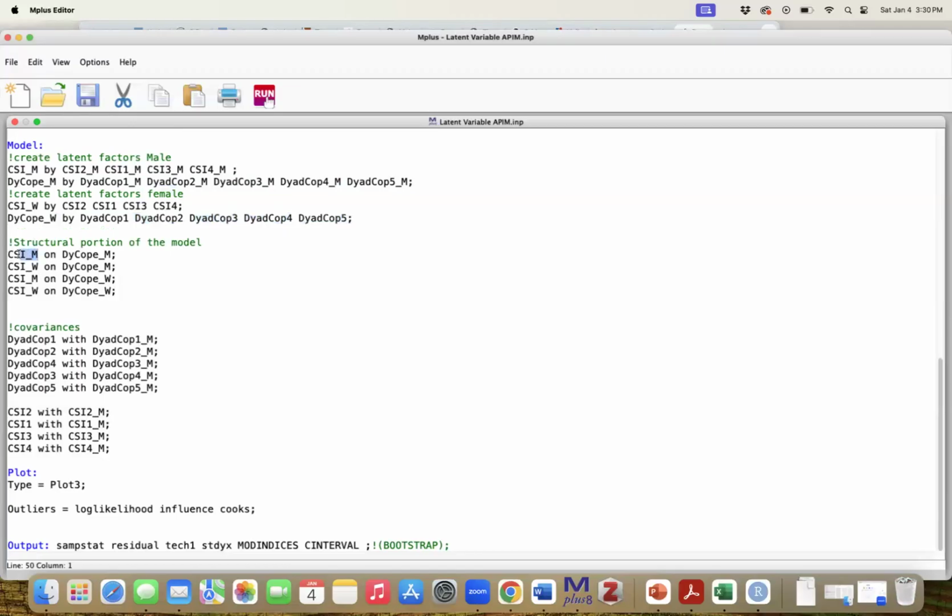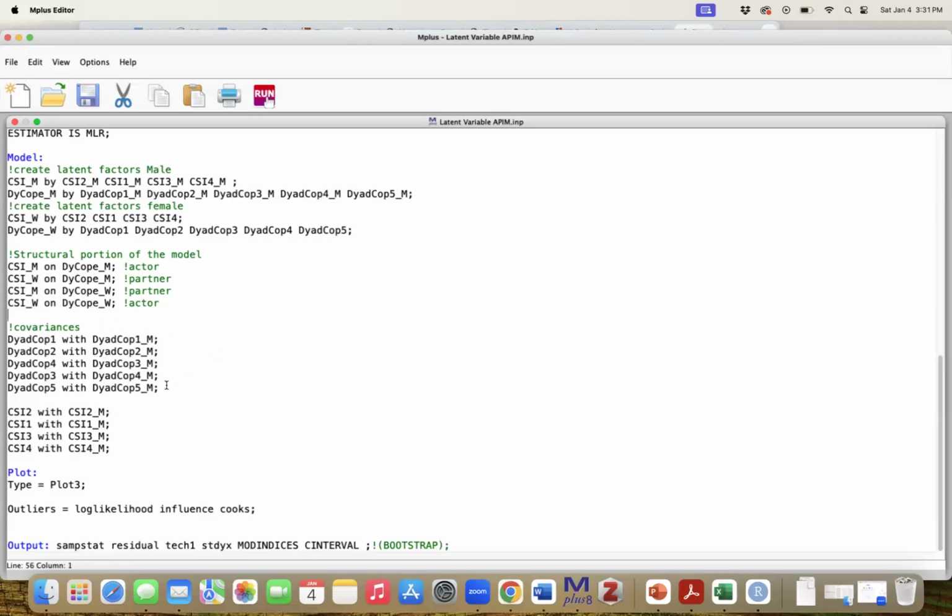And so we have relationship quality for men and women being predicted by dyadic coping for men. So this will be an actor effect here. And then this will be a partner. And then this will be a partner. And then this will be an actor. So it's an actor effect because it's male CSI being predicted by male dyadic coping. And it's a partner effect here because it's women's relationship quality being predicted by male dyadic coping. And you have the same thing down here.